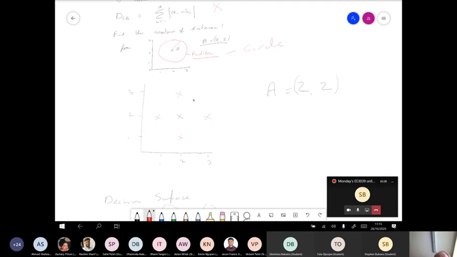That was point 2.5, 2.5. And another one would be 2.5, 1.5. Another would be 1.5, 1.5. And another would be 1.5, 2.5. And the contour is going to be a rectilinear contour. It's going to be a straight line there, a straight line there, a straight line there, and a straight line there.